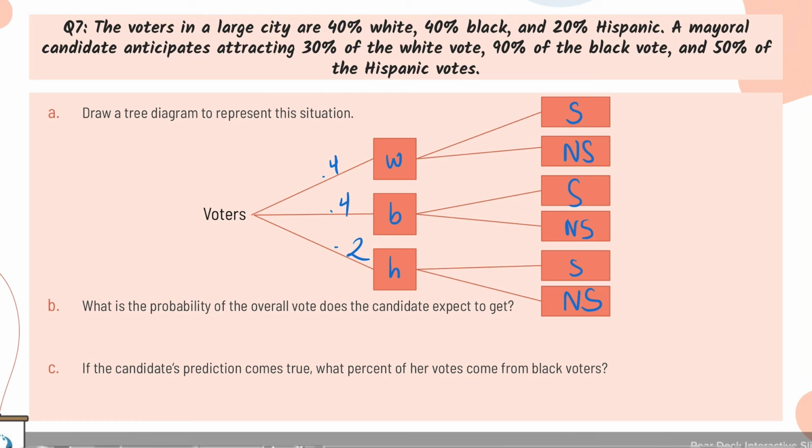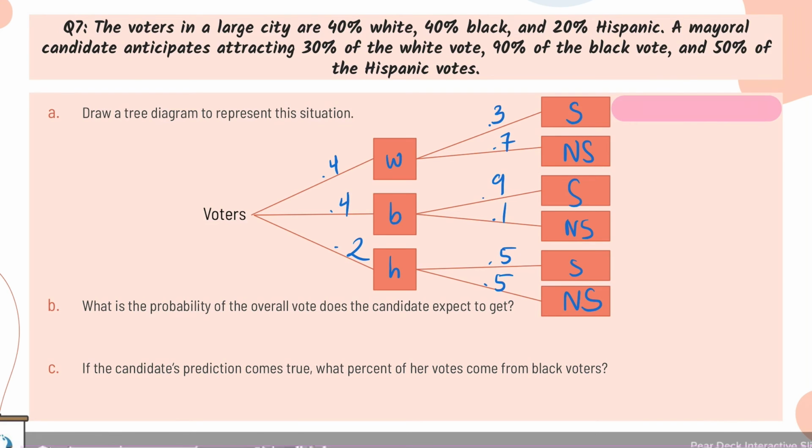Okay, so notice that 30% of white people supported our candidate, so I'm going to put 0.3, and the complement of that is 0.7, and then for the black it is 0.9, so the rest is 0.1, and then we have 0.5 for both. So it says, what's the probability of the overall votes the candidate expects to get? So in order to figure that out, we know that there is support from each race, and then we have to just highlight where that is.